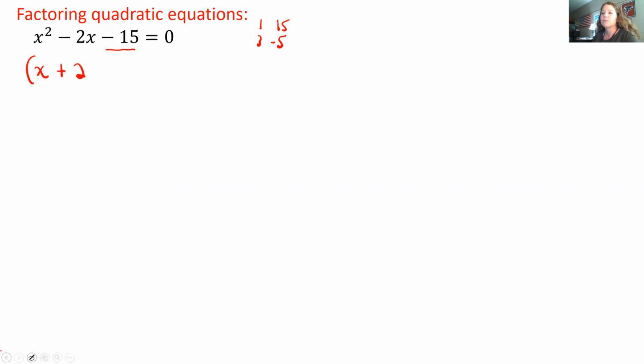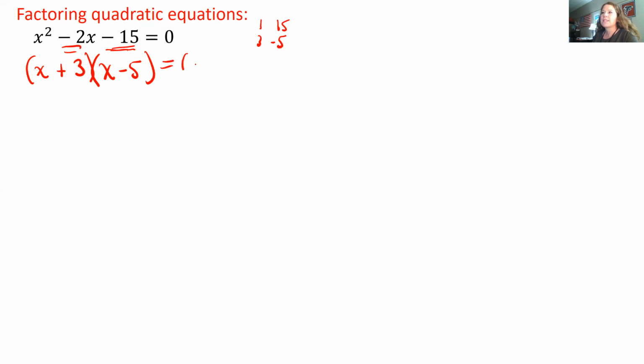Whoops, I wrote a 2 right there. Once you're done, always make sure you check those. So does 3 times negative 5 equal negative 15? Yes. And does 3 plus negative 5 equal negative 2?